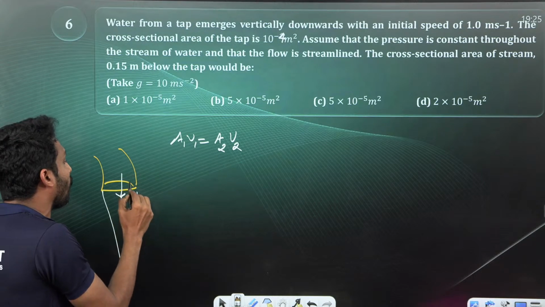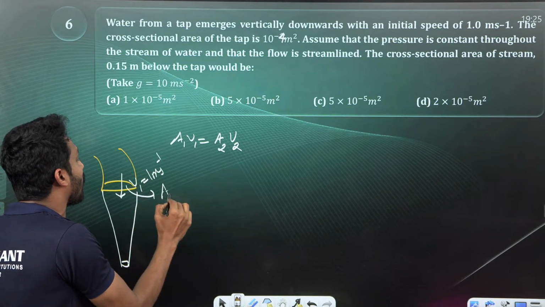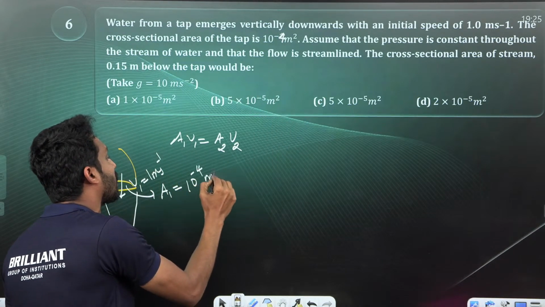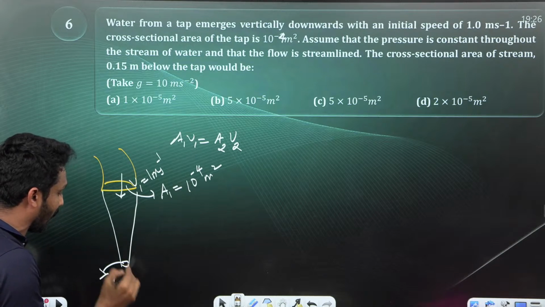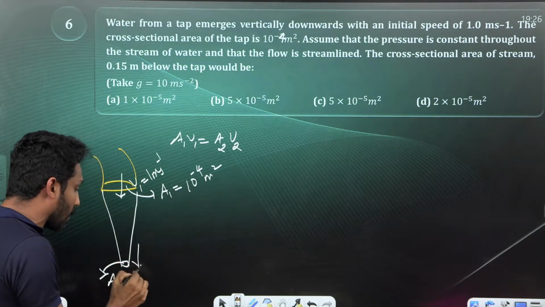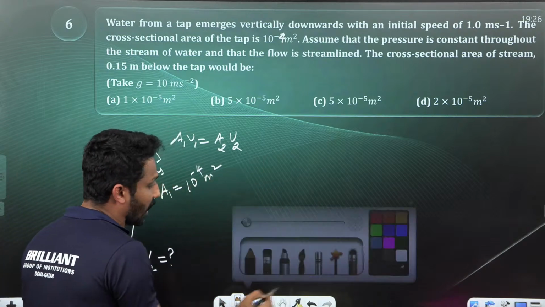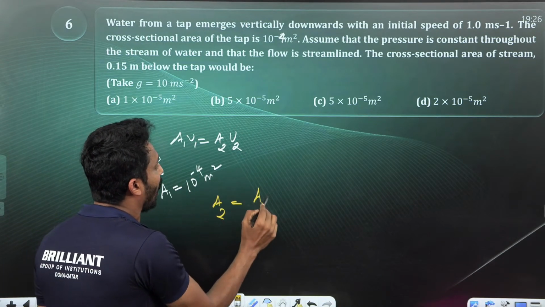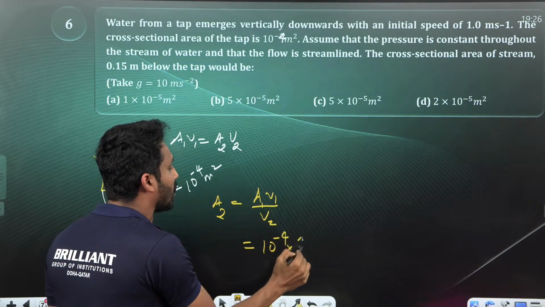Here the speed V1 is given as 1 meter per second, and the area is given in the question as 10 raised to minus 4 meter square. Now the second area is what is asked. For that, we require the velocity V2, how much it is. From this expression, A2 is equal to A1 V1 divided by V2. A1 is 10 raised to minus 4, V1 is 1.